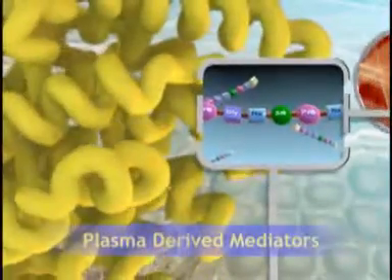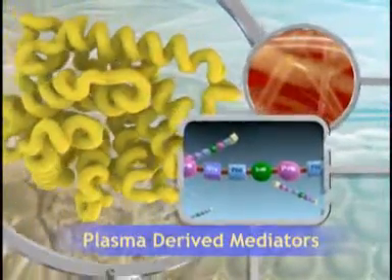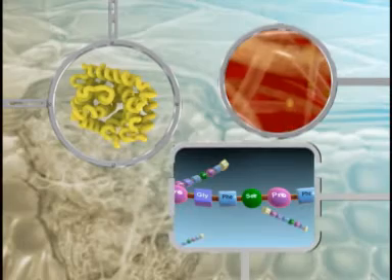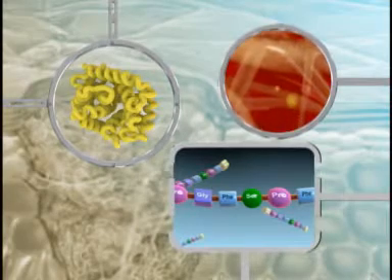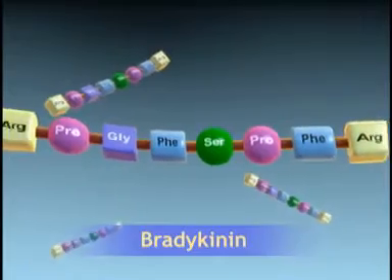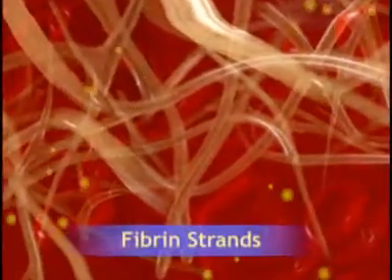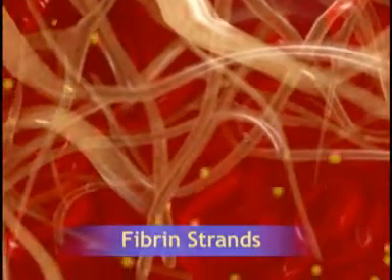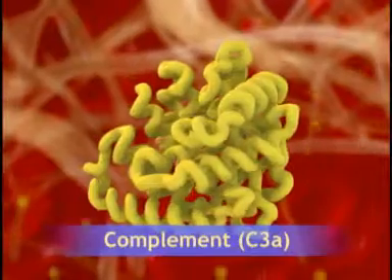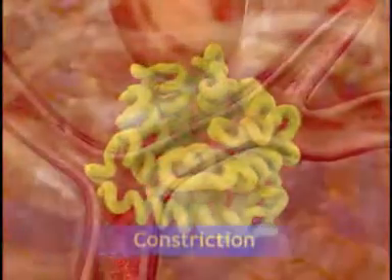The 3 major plasma-derived mediators are present in the plasma in precursor forms that must be activated, usually by a series of proteolytic enzymes. The kinins increase capillary permeability and stimulate pain receptors. The clotting system traps exudates, microorganisms, and foreign bodies. The complement cascade causes vasodilation, promotes leukocyte chemotaxis, and augments phagocytosis.